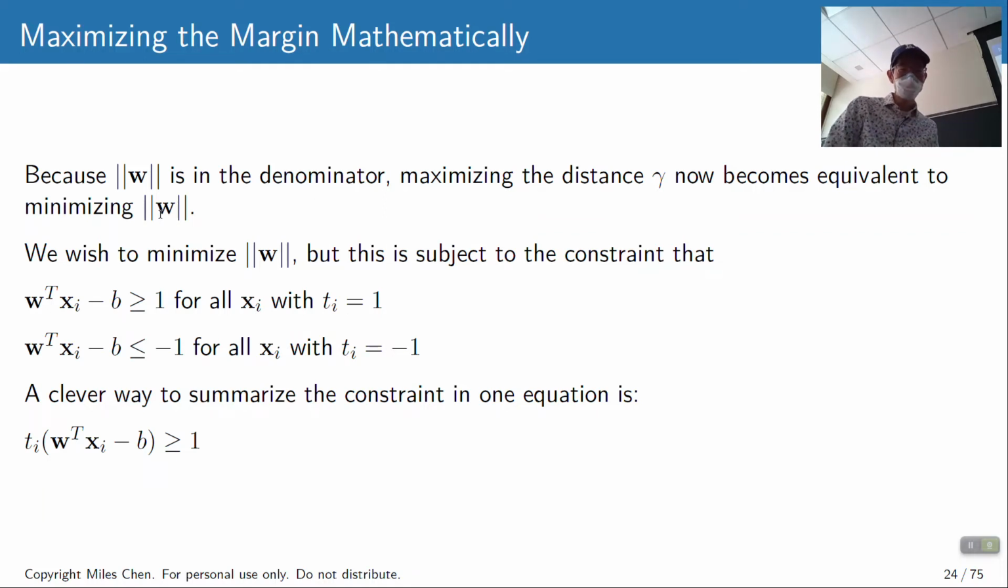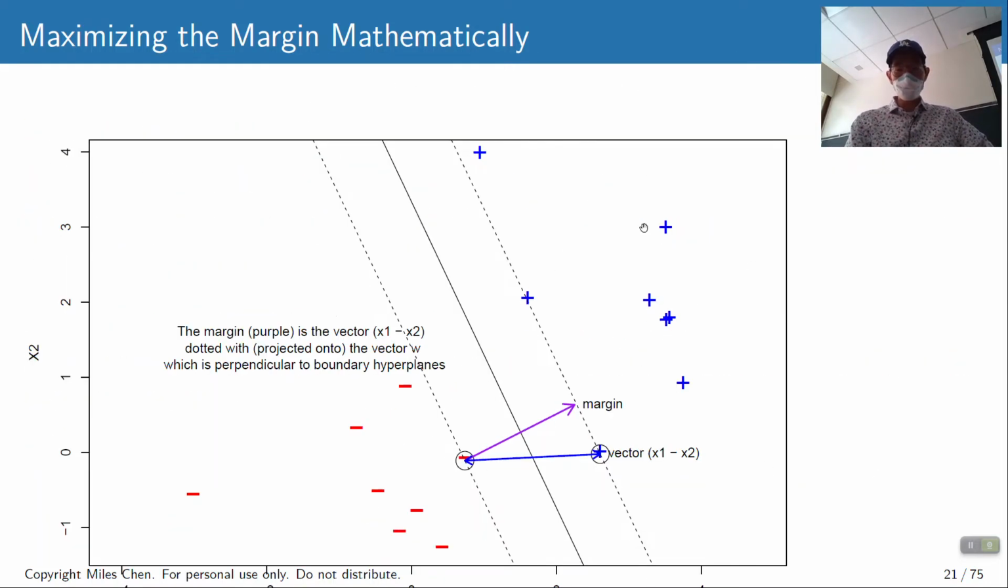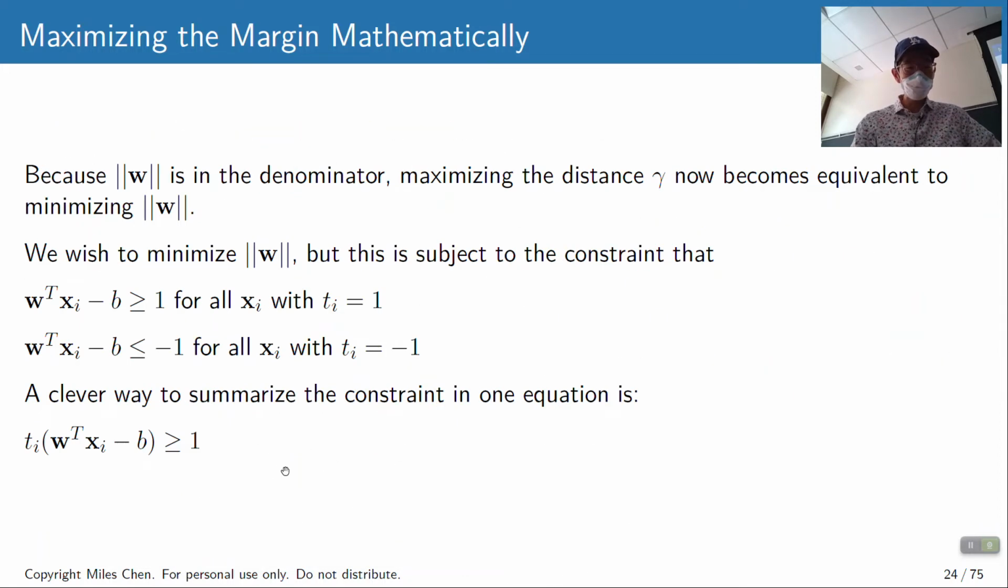Because now we want to make sure the constraints are such that when we dot w with x and subtract b, we pick a boundary so that all the points in blue remain on one side of the boundary, and all the points in red remain on the other side. So we do have these constraints: w transpose x minus b is going to be greater than or equal to 1 for everything with a positive value, and w transpose x minus b is less than or equal to minus 1 for everything on the minus side, right?